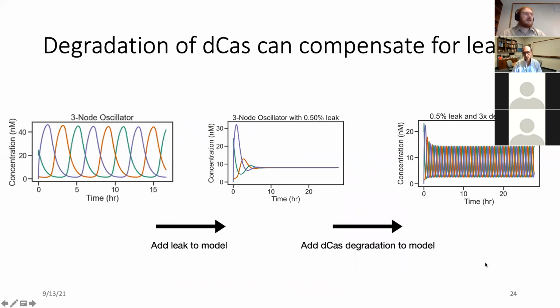As another example, you can add dCas9 degradation to compensate for leak. So again, as I said, most components of the cell are removed by dilution, not by any active destruction, especially in prokaryotes. But you can add a little protein tag to an enzyme like dCas9 that will cause the cell to label it as malformed, essentially, and destroy it actively. And what this simulation is showing is that if you do that, you, 1, speed up the time scale of oscillations quite a bit, and 2, you make your circuit much more robust against leak.